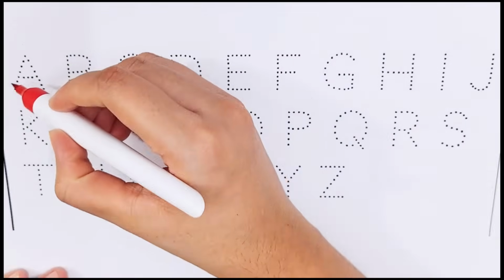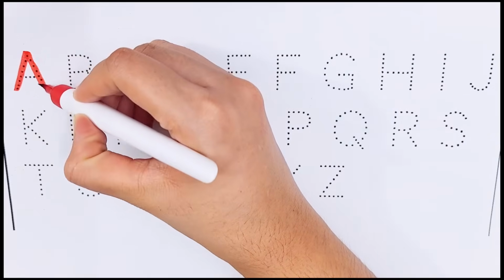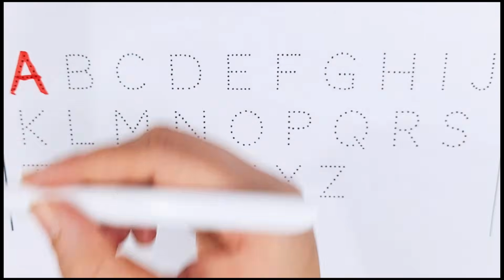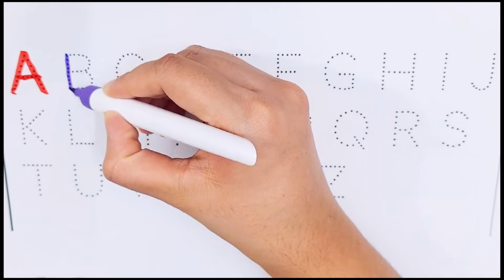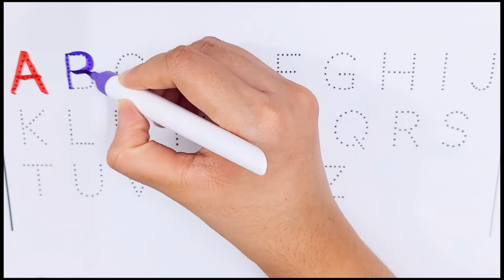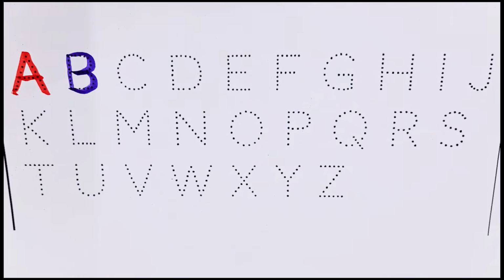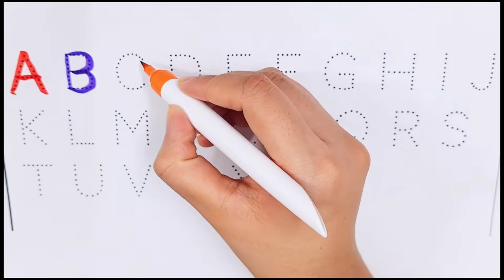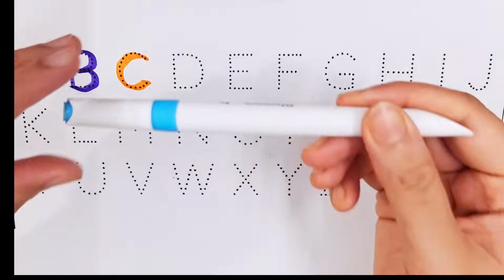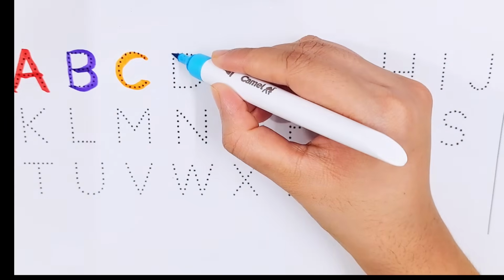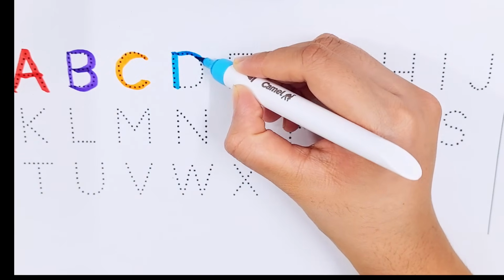Red color. A for aeroplane. Violet color. B for blueberry. Orange color. C for candy. Sky blue color. D for dragon.